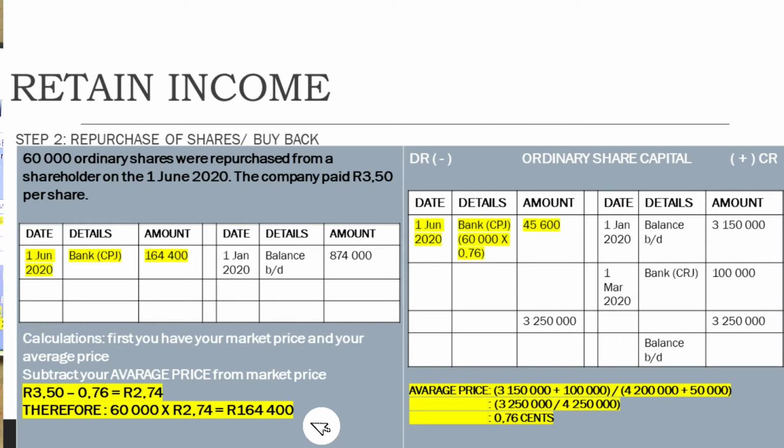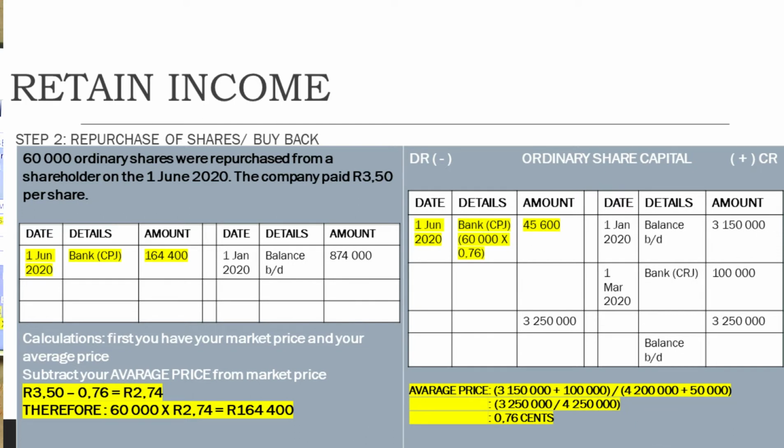That amount, which is 164,400, is going to be recorded on the debit side of our retained income. That money, we retained it from the repurchase of shares. It doesn't belong to the company, but it's going to be used for expenditures, such as maybe electricity, or maybe we are adding assets, because we didn't use our market price to repurchase shares, but we used our average price.